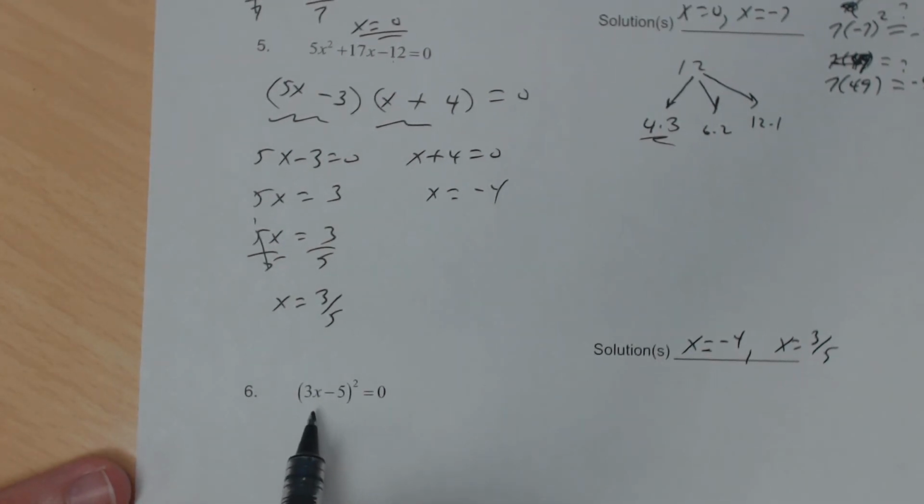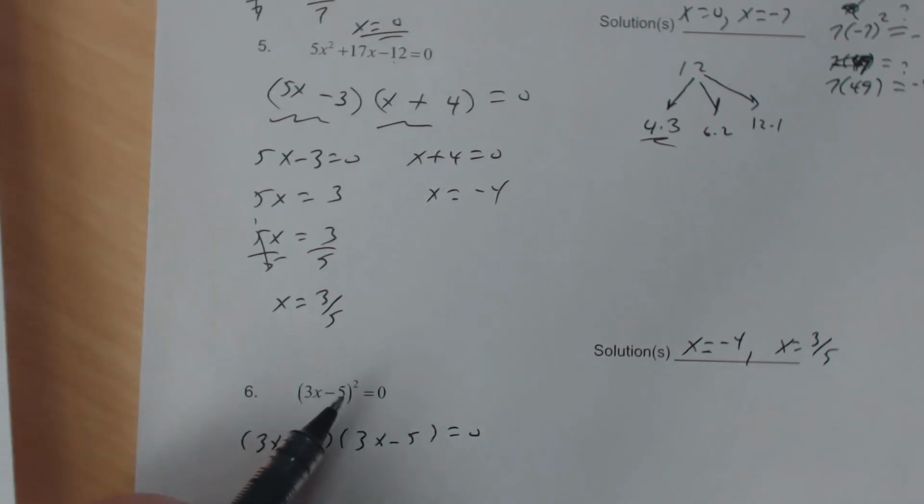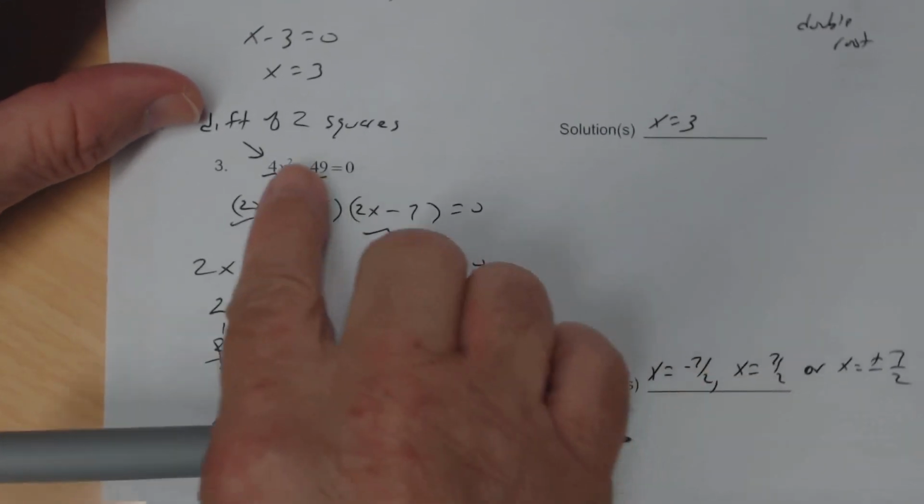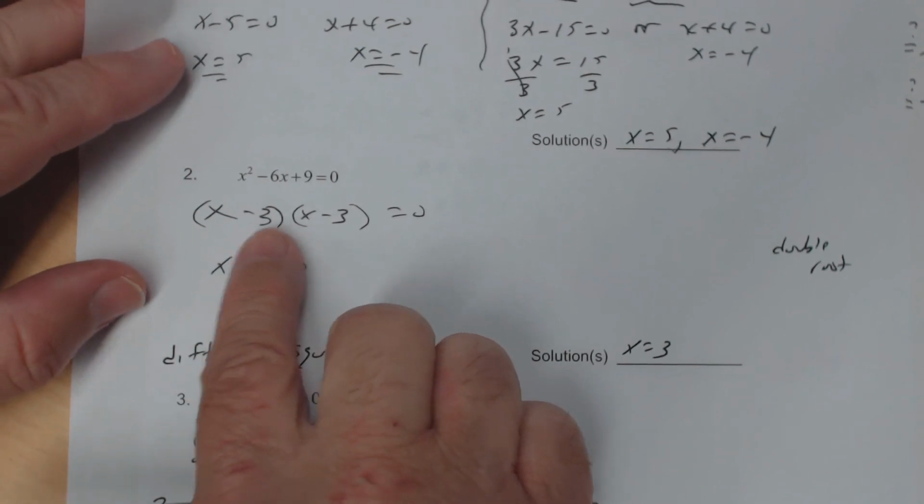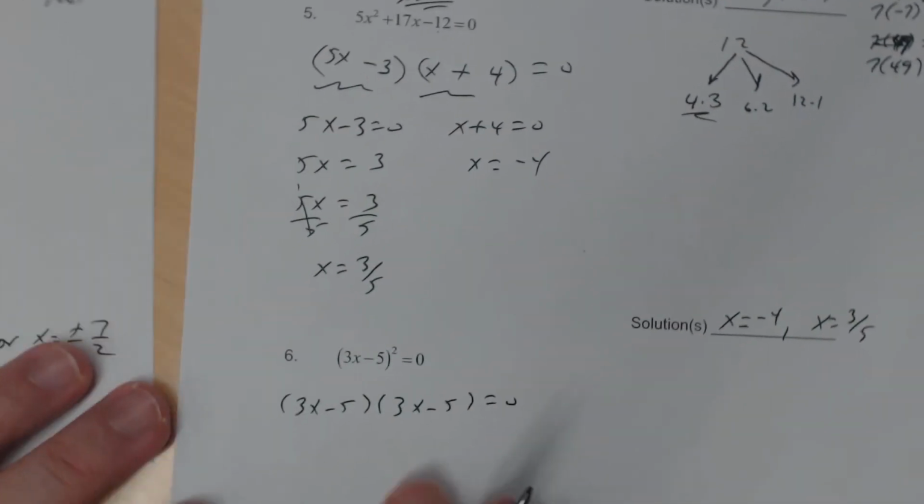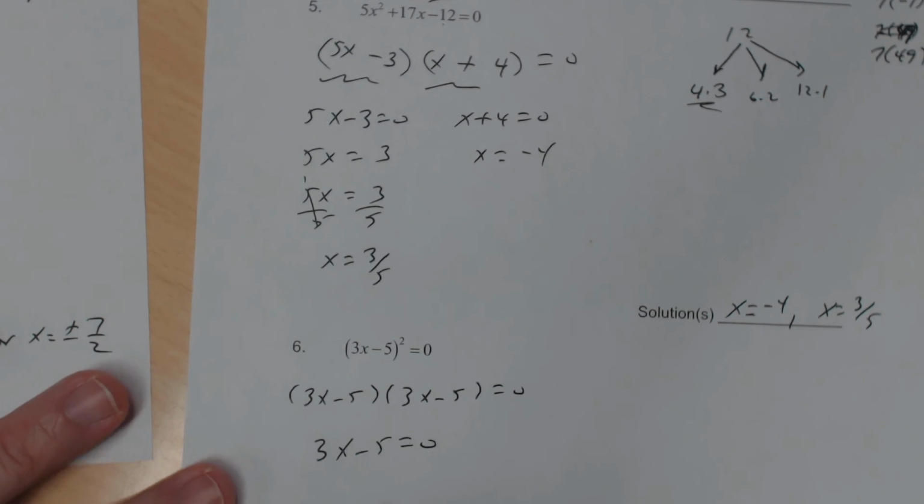All right, over here, this is already factored. It's already factored because really this means 3x minus 5 times 3x minus 5. And so that looks very similar to number 2. Remember when the two factors were the same? You just use one of the factors. Same thing here. Just use one of the factors. Don't list them twice. List it once. So 3x minus 5 equals 0.